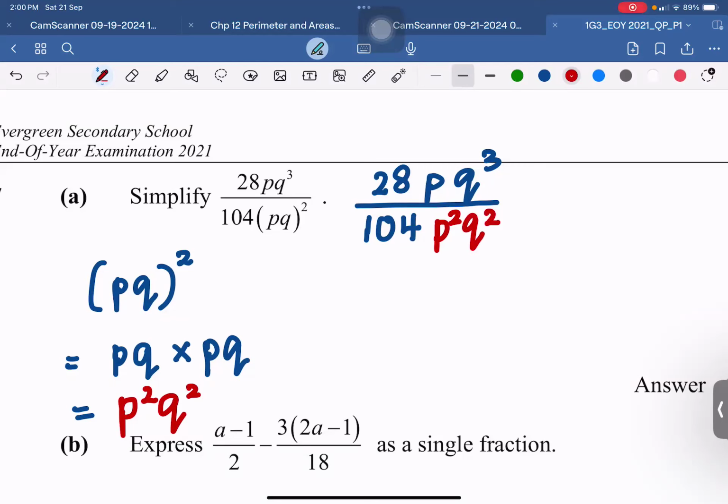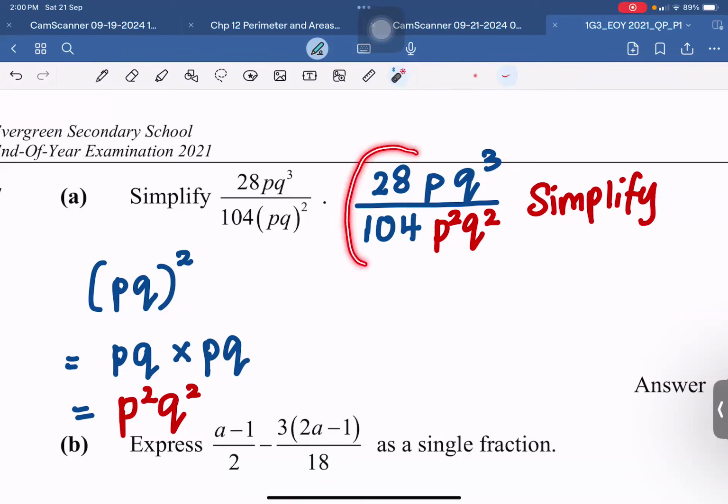Before we work out the answer, this is not the final answer. You simplify. So how do we simplify? Anyone? 28 over 104. What do you all get? Maybe you all haven't calculated the answer. It's okay. I'll wait for you all to calculate the answer. What's 28 over 104? 7 over 26. Thank you.